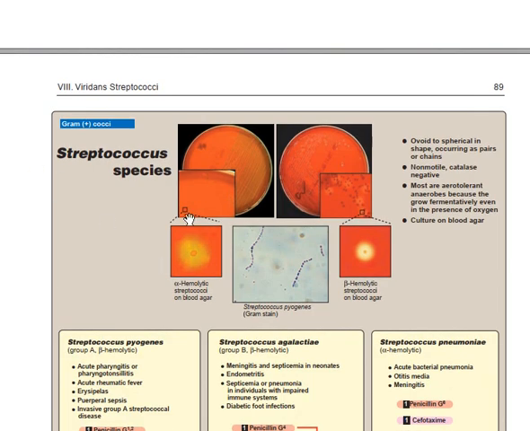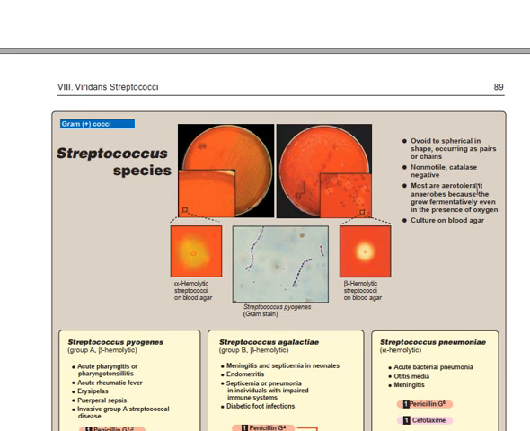You need to know that there are different species of streptococci, but generally the characteristic of streptococci is that they are ovoid to spherical in shape, occurring in pairs or in chain. If they are in pairs, they are called diplococci. If they are in chain, they are called streptococci. Now, they are non-motile and they are catalase negative, unlike Staphylococci, which are catalase positive.